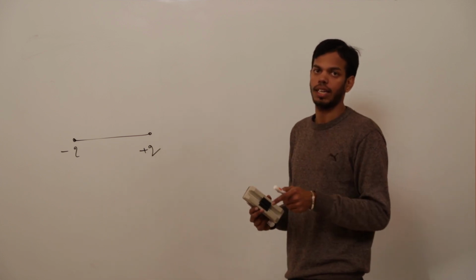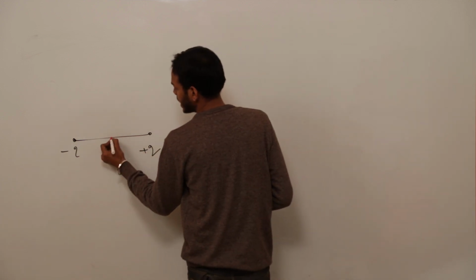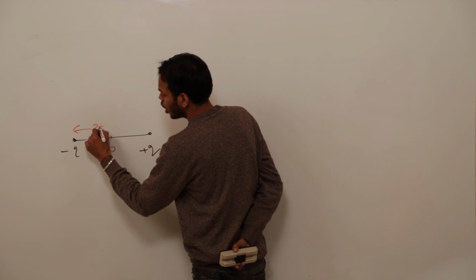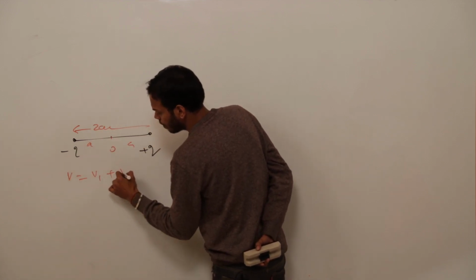2kq by a. Am I right? No, I was not. It is 0. Why? It is a scalar quantity. Instead of 2a, a and a, the net voltage will be.